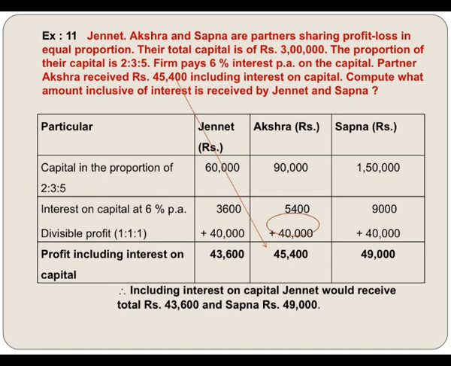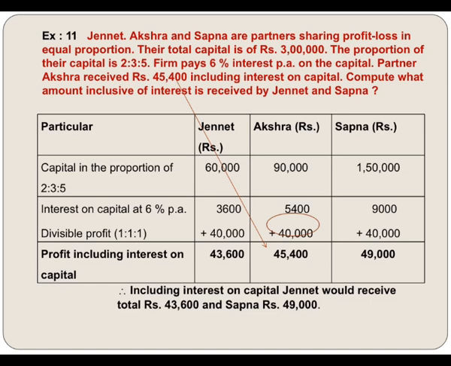Now what is given in the question? Akshara's total share including interest is given. So profit including interest in case of Akshara is 45,400. We put that amount in Akshara's column in the last line, 45,400. Out of this 45,400, interest is 5,400. So her profit share is equal to 40,000. We call it divisible profit, that is 40,000.